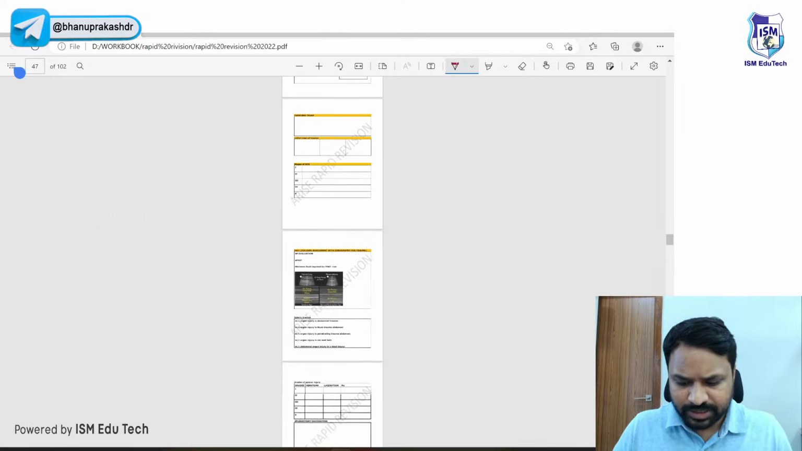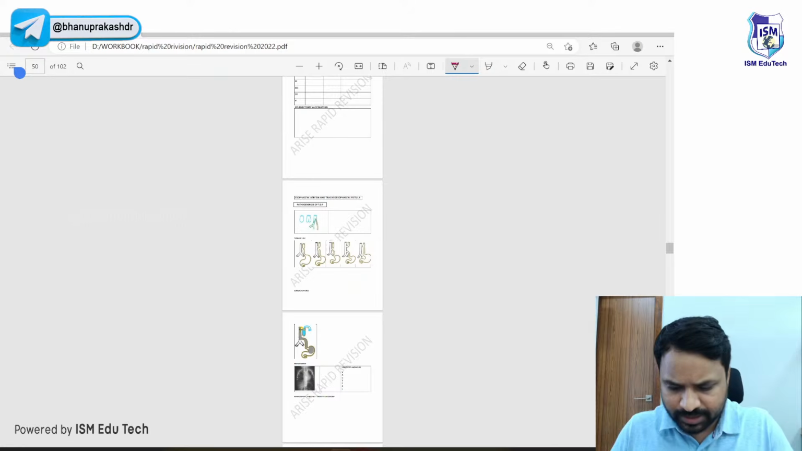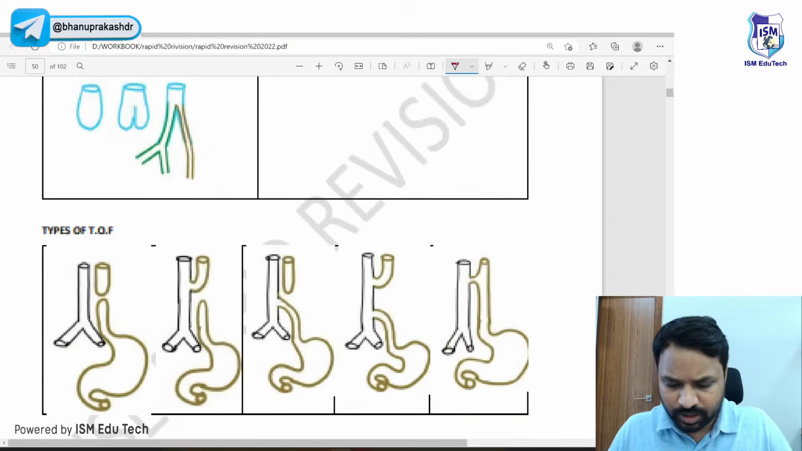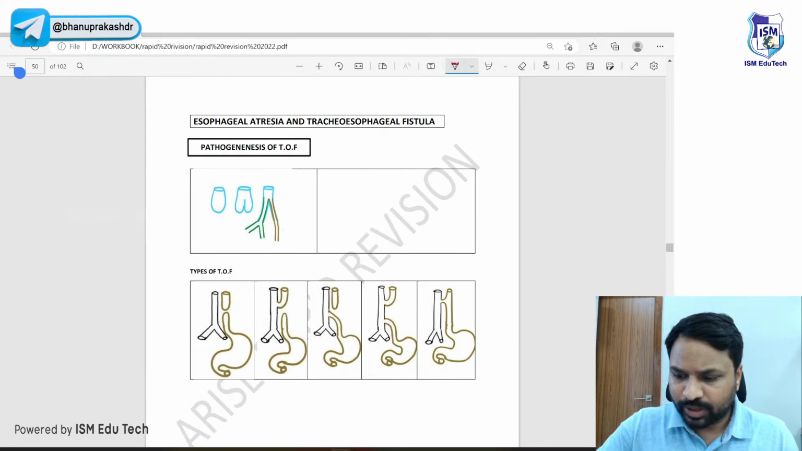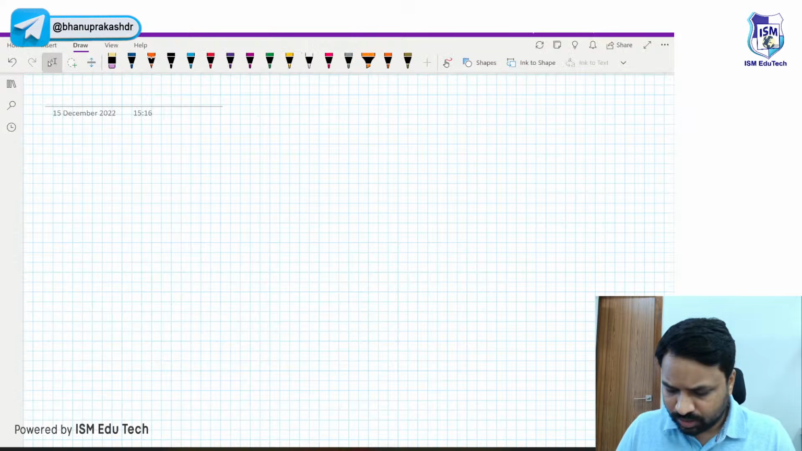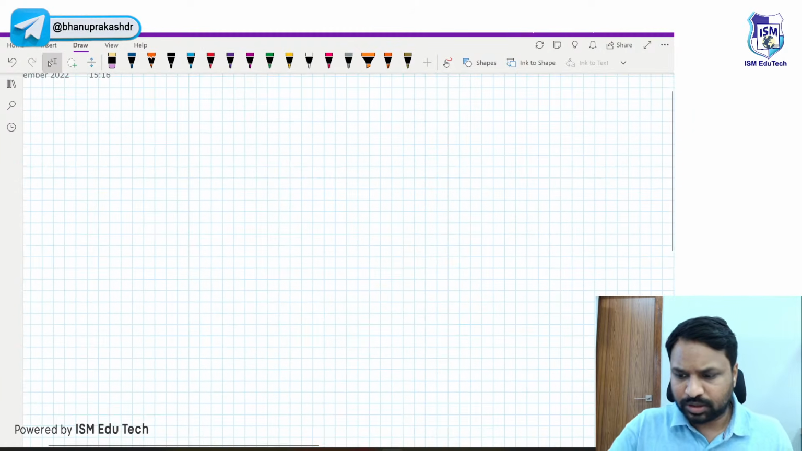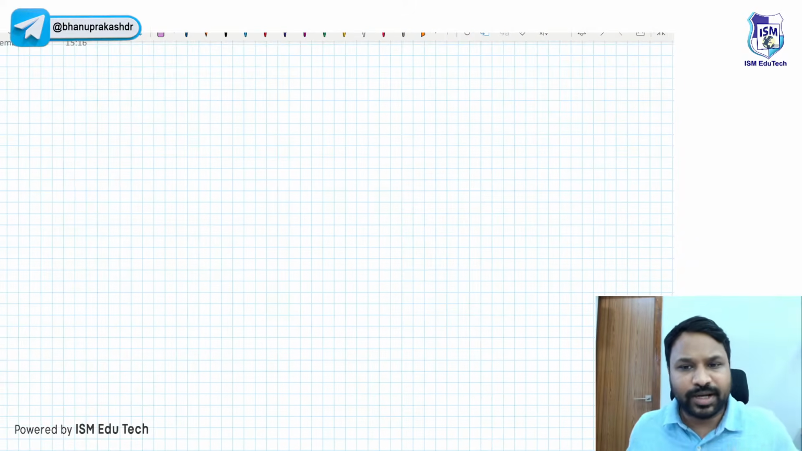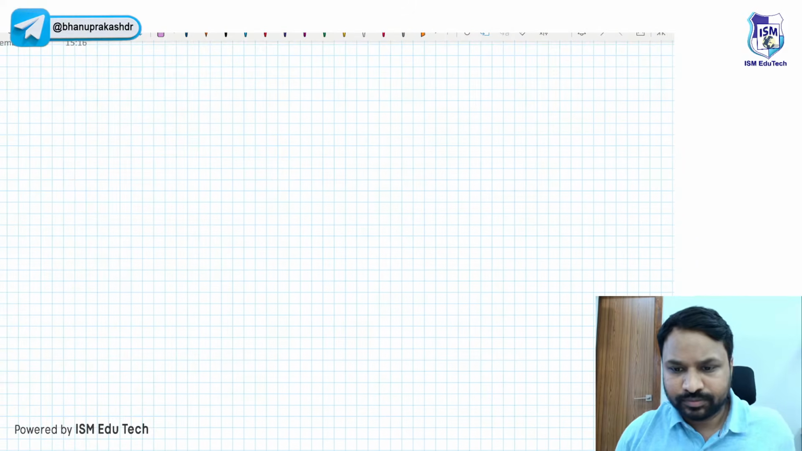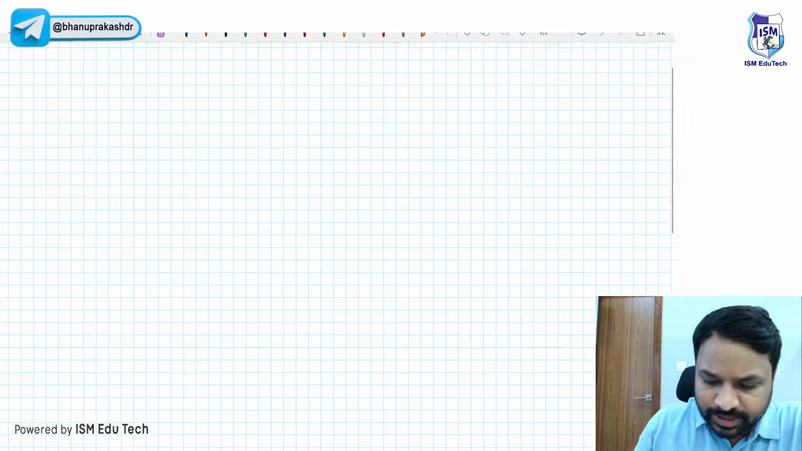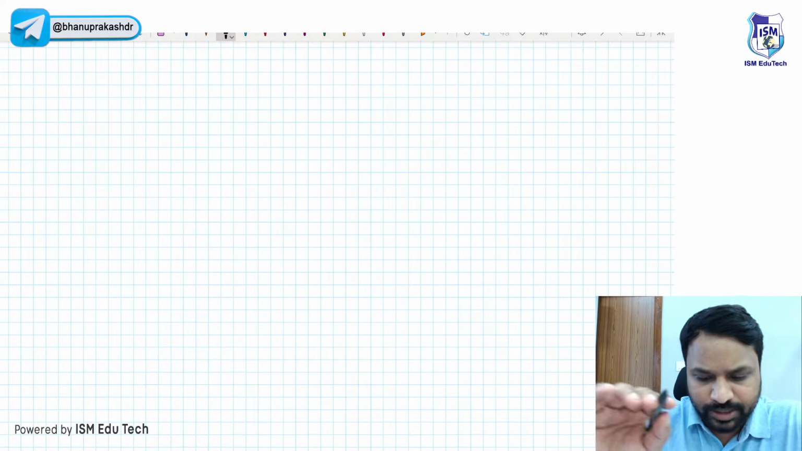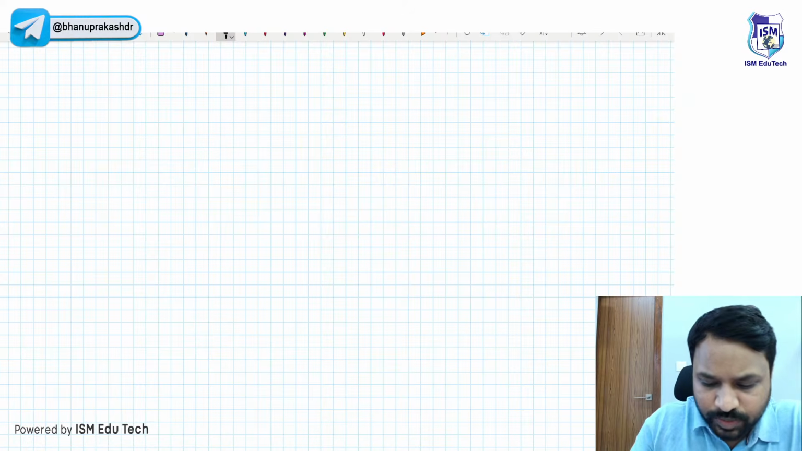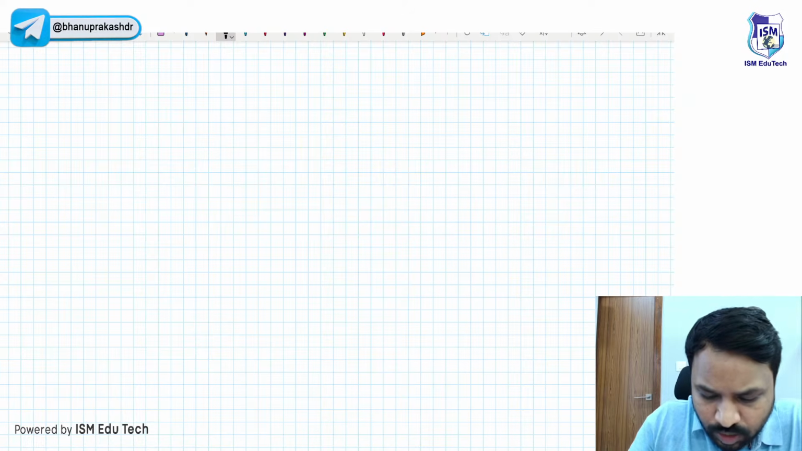Now we'll talk about the systemic part in the GIT. That is going to be absolutely important. Rather than using these annotations, I'll be taking across this session. So quickly looking at the GIT part, in the GIT one of the most important aspects is going to be your esophagus. In the esophagus, we'll talk about the congenital disorders, that is tracheoesophageal fistula.